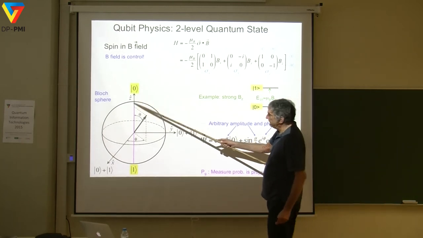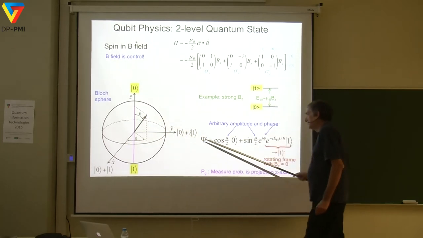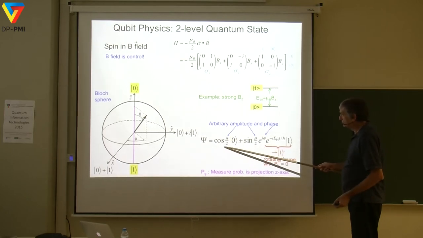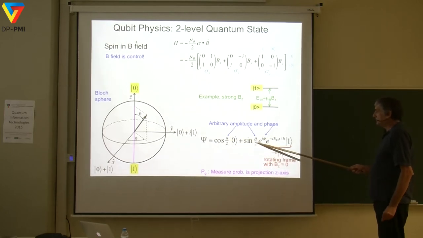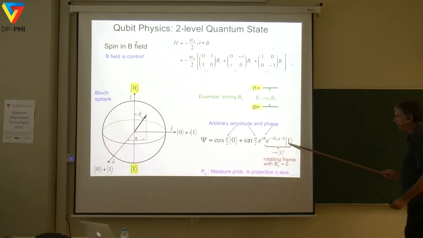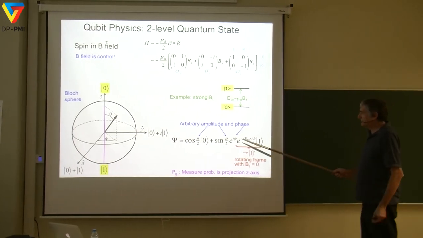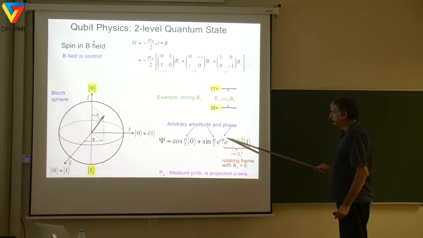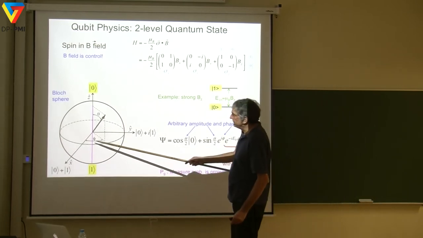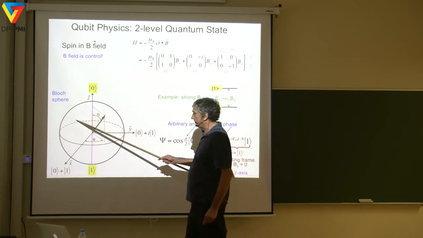If this is pointing in this direction, then theta equals pi over two, and cosine of pi over two is one over root two, and sine is also one over root two. So it's an equal superposition of 0 plus 1, and the normalization factors are close to correct. But then we have this additional degree of freedom, which is the phase of the one wave function, which is represented by this vector pointing in all these directions here and here.